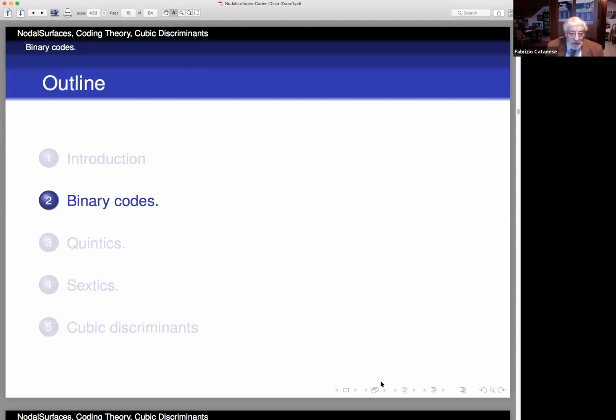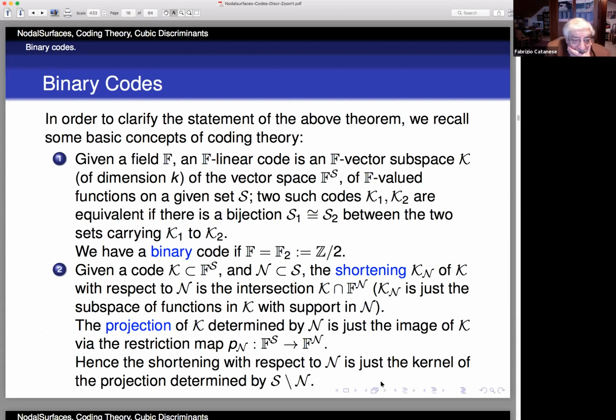So I go to binary codes. If F is a field, an F-linear code is just a vector subspace K of dimension k of the vector space F^S of functions on a given set S with values in the field F. And two such codes, K1, K2, are equivalent if there is a bijection of the two sets carrying the first code to the other.